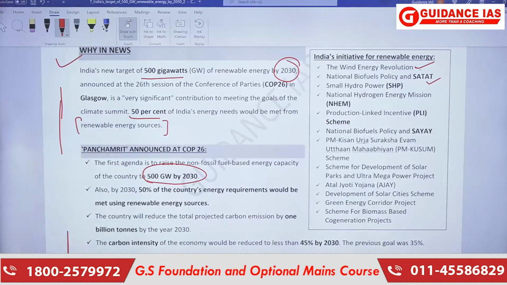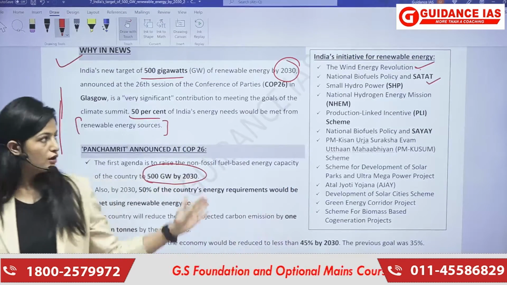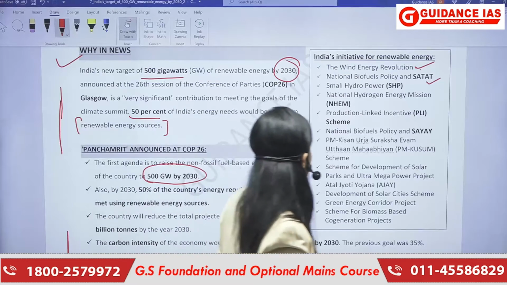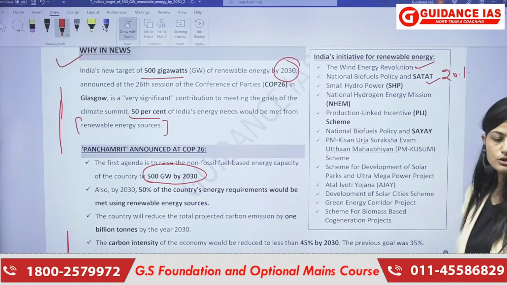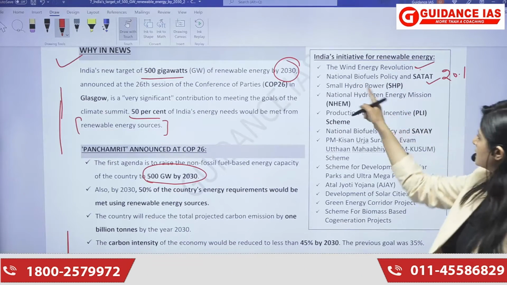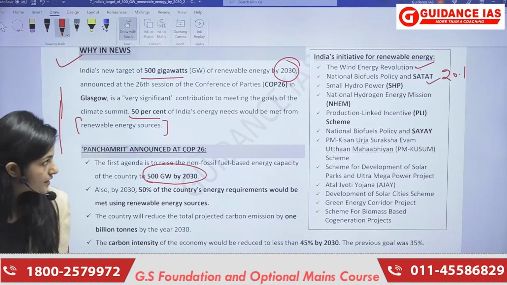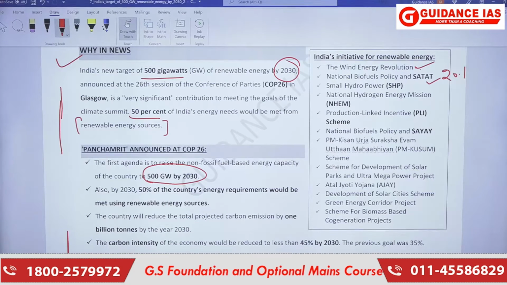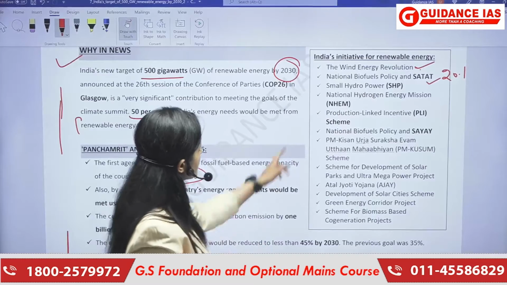National Biofuel Policy actually started in 2018, and it aimed at taking forward the target of achieving 20% blending of biofuels with the fossil fuels. I'm giving you the space so that you can write them in your notes. This is what National Biofuel Policy was all about, and it started in 2018. If we talk about SATAT, it stands for Sustainable Alternative Towards Affordable Transportation, again, so that we can reduce the vehicular pollution.